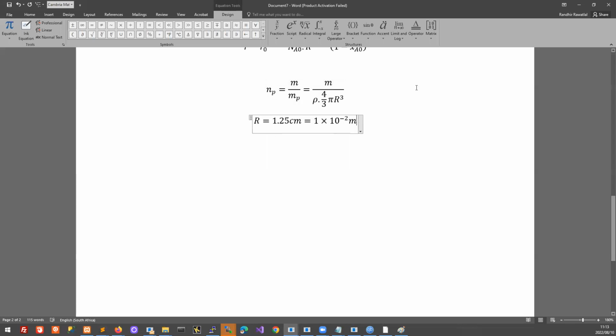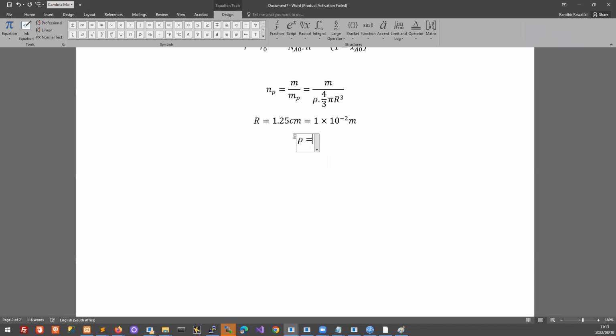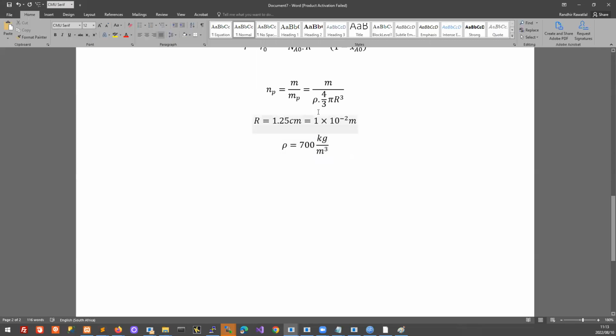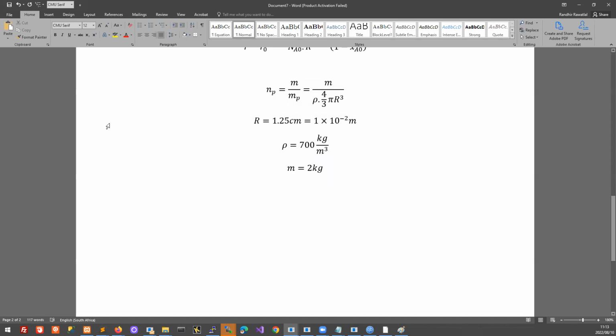So I always work in SI units, as I said. We are given the density, so rho is 700 kilograms per cubic meter. And then if you have a check there, you can see that's all SI units, right? Of course, mass is kilograms. So the density is known, and then the mass that we are given is 2 kilograms of particles. So we have everything that we need to estimate the number of particles in the reactor.